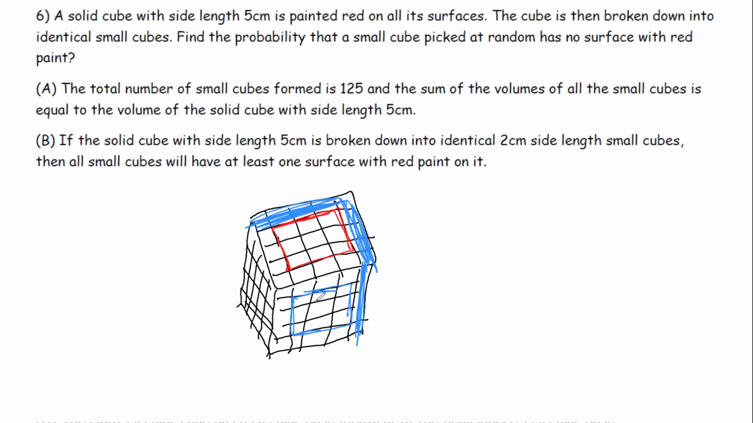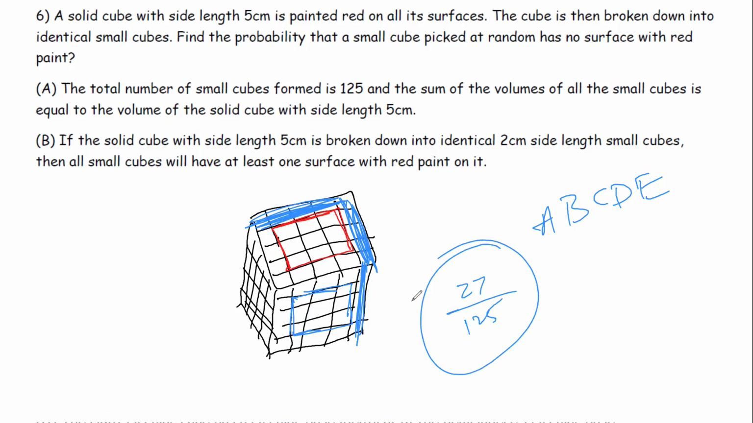So using the first statement, you can get to the answer that if I pick one of these 125 cubes at random, then I know that the probability that I pick a cube which has no surface with red paint on it is 27, because these 27 are the hidden layers inside, the 27 cubes formed inside which are not painted red at all. It's a hidden cube.